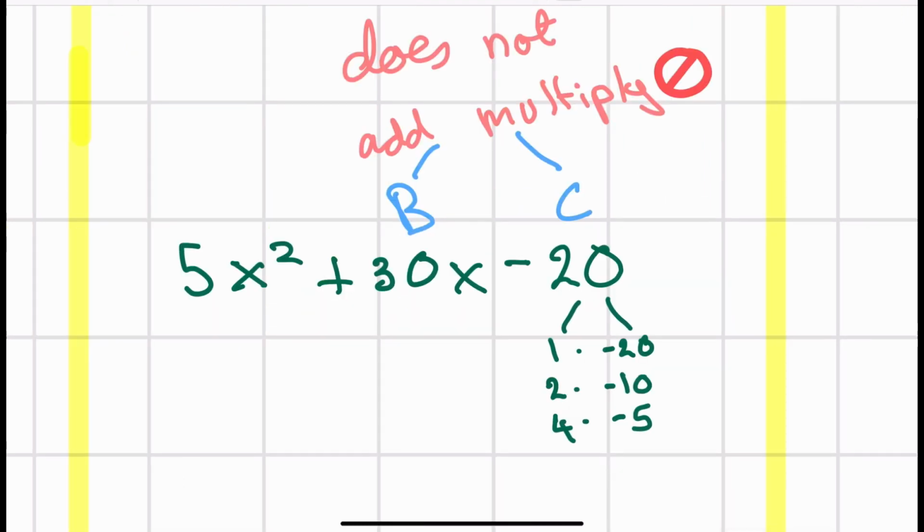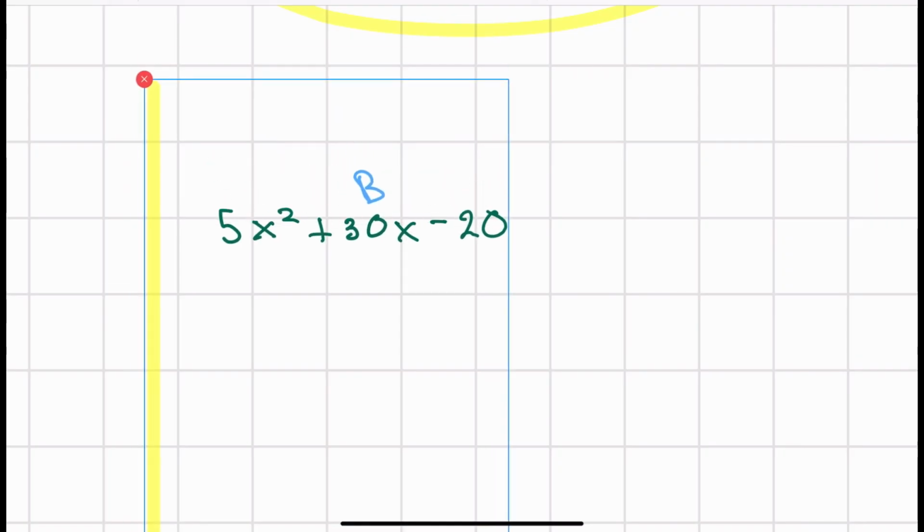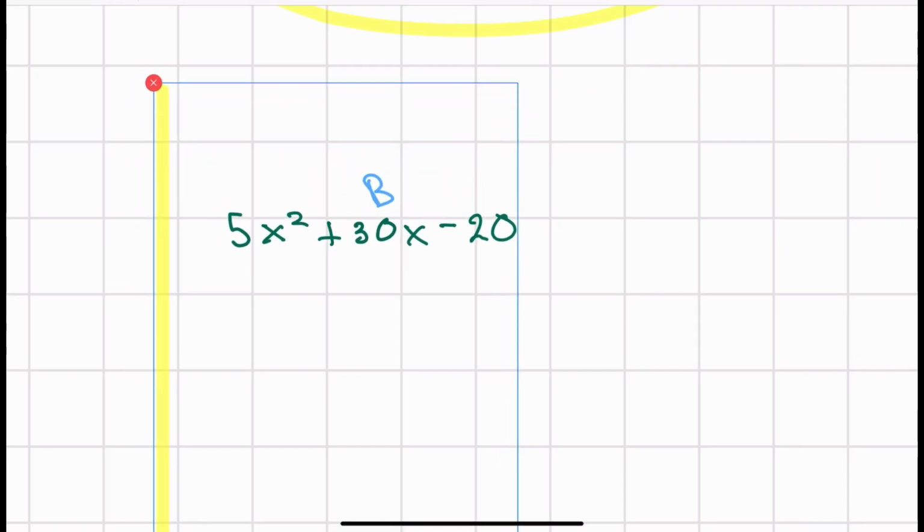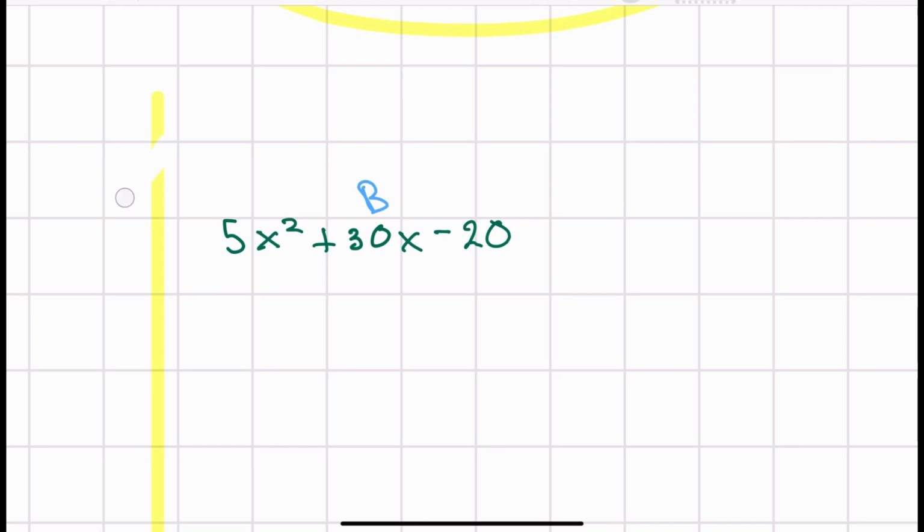However, when this does not apply, so I can't find two factors of c, of the third term, that will add up to give me b, then we should use a different method, and that's where the vertex form really helps. So I'm going to start with my standard form equation here.